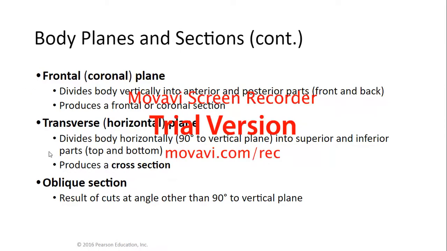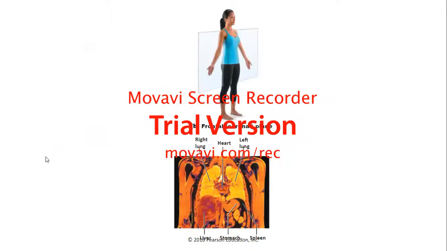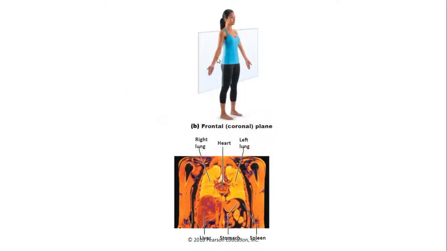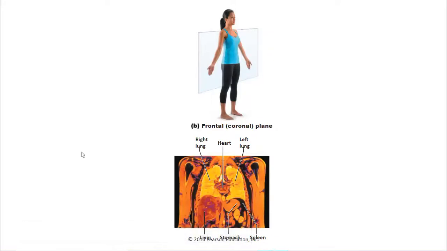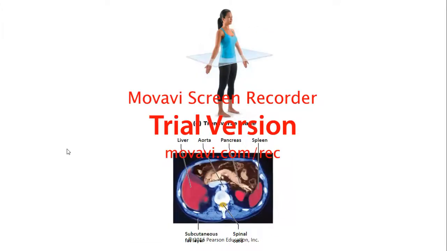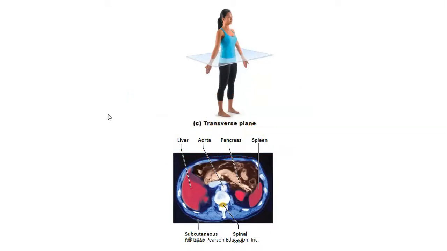Let's look at some images of the frontal cut. You see the frontal cut, or the coronal plane, right here, and it divides the body into anterior and posterior sections. Now let's look at a transverse cut. You see this horizontal transverse cut plane, which divides the body into superior and inferior parts.